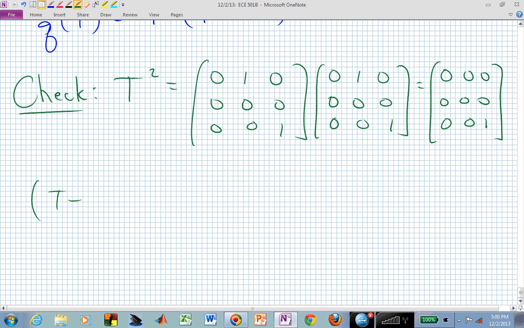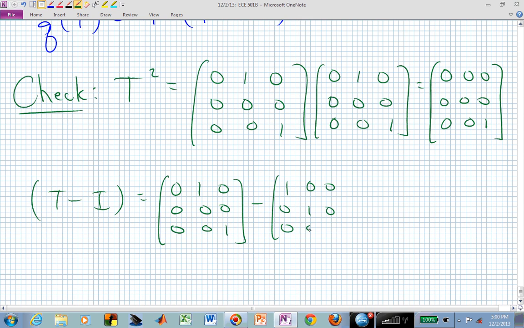If we looked at T minus I, if we wanted to go ahead and multiply all of this out, now we have T minus the identity, which we end up with some identity elements on the diagonal. We have 1 at 1, 2. And so we now have minus 1, 1, 0, 0, minus 1, 0, 0, 0, 0.